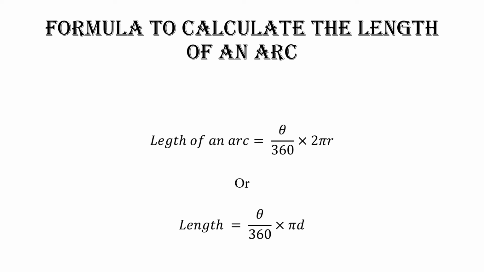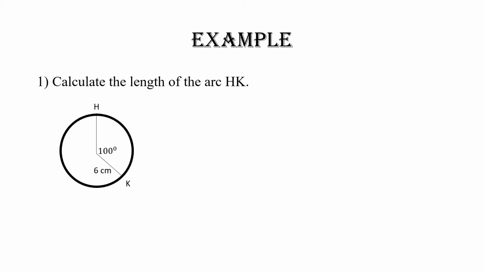The formulas, again, are pretty straightforward. Yesterday we looked at theta over 360 times the area of a circle, which is pi r squared, because we were dealing with the area of a sector. But now we're dealing with a length. So it's natural to see that length deals with circumference. So we have 2 pi r or pi d. Because remember, when we're calculating the circumference, we have two options: 2 pi r is equal to the circumference, or pi d. And now we're just multiplying that by theta over 360 because we're looking at an arc. So we have a fraction of the circle. And that's all that is happening here.